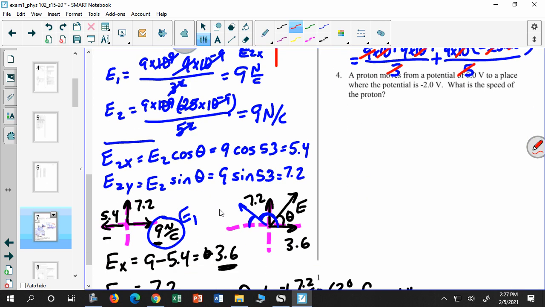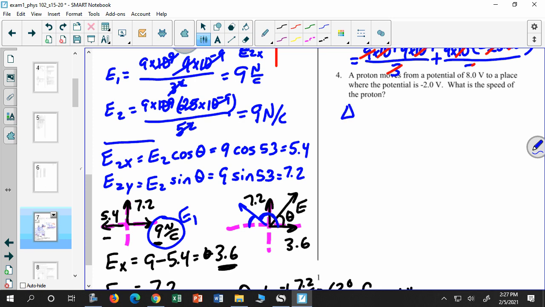Okay, and then do you want to do number 4 while we're here? Is that okay? You're going to see one like this too. I told y'all that, right? Yes. So I can't read that. What does that say? Oh, 8 volts. A proton moves from a potential of 8 volts to a place where the potential is minus 2 volts. What is the speed of the proton?